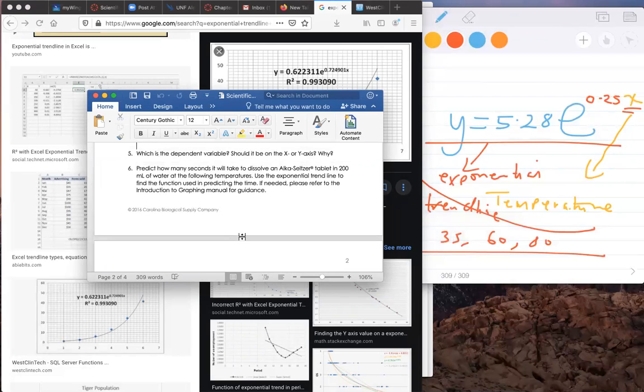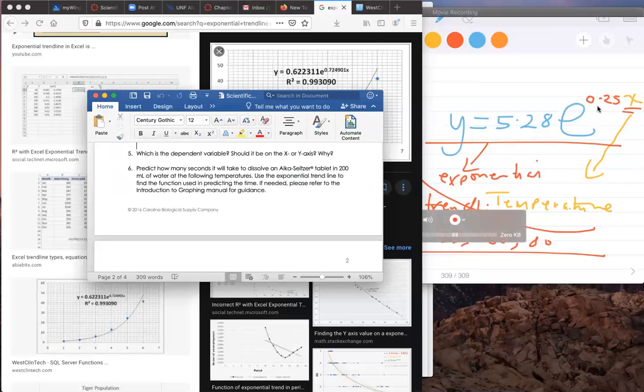Just want to be clear on how to predict. Prediction has to do with this exponential trend line. I will post a YouTube video, as I said, or you can ask your friend Google how to generate an exponential trend line from the data you will collect.